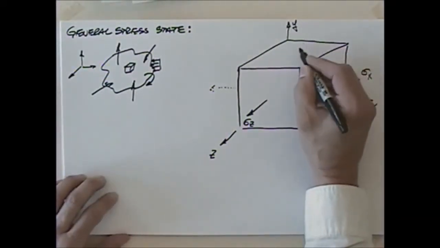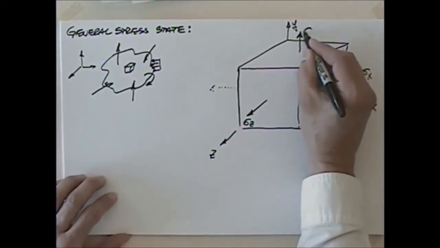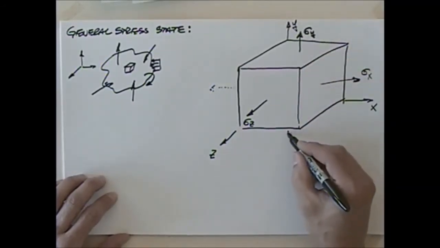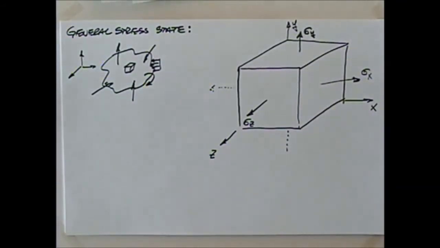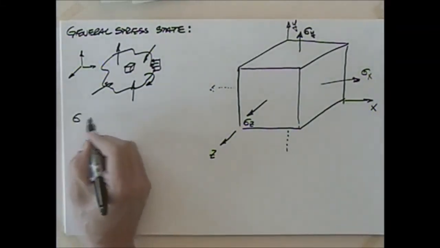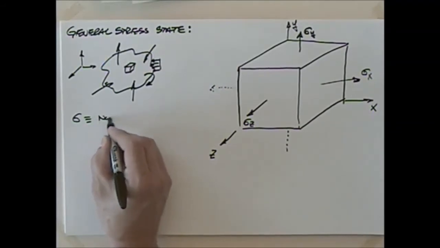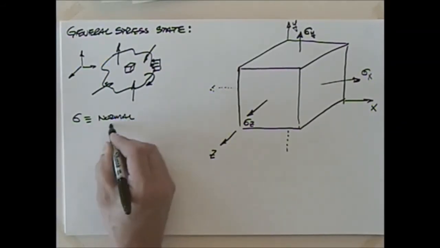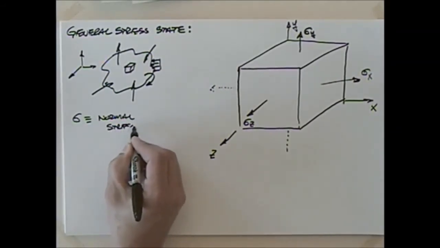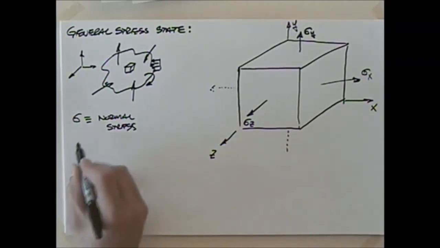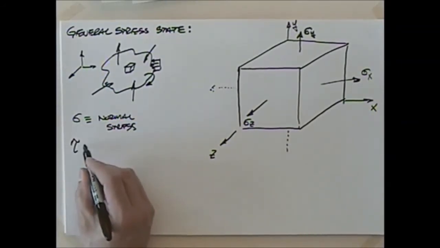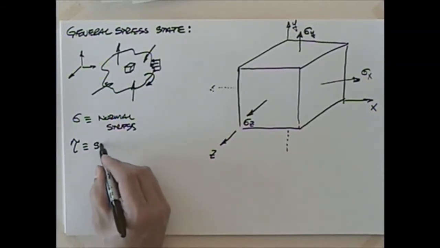Here we've got sigma y, and we could have one down. So we'd have them off of both the positive x direction and the negative x direction, or positive y direction and the negative y direction, so it's in equilibrium. So those would be the normal stresses. Remember, sigma is defined as normal stress. Okay, and then tau, that was shear stress, right?